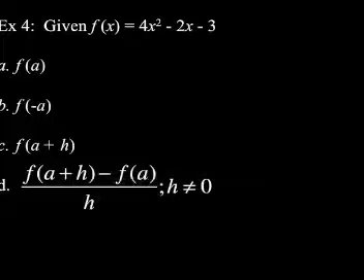In example 4, we are given that f of x is 4x squared minus 2x minus 3. We will evaluate f of a, f of negative a, f of a plus h, and then this quotient, which is f of a plus h minus f of a divided by h. And of course we can't let h be 0 because that would make it undefined.